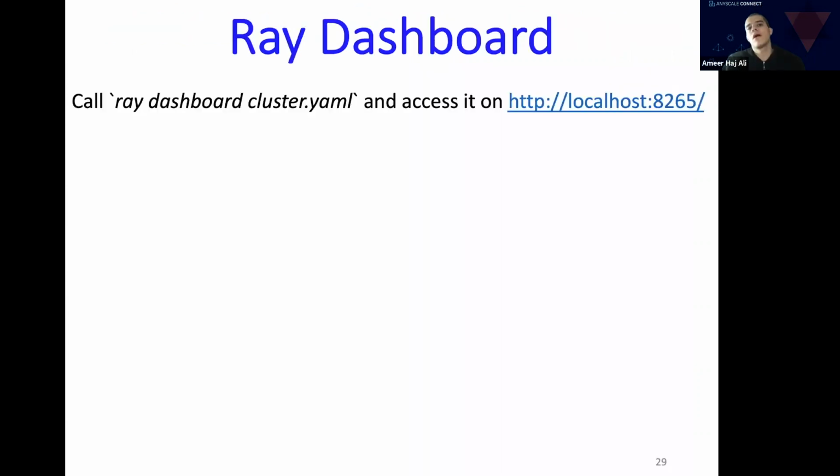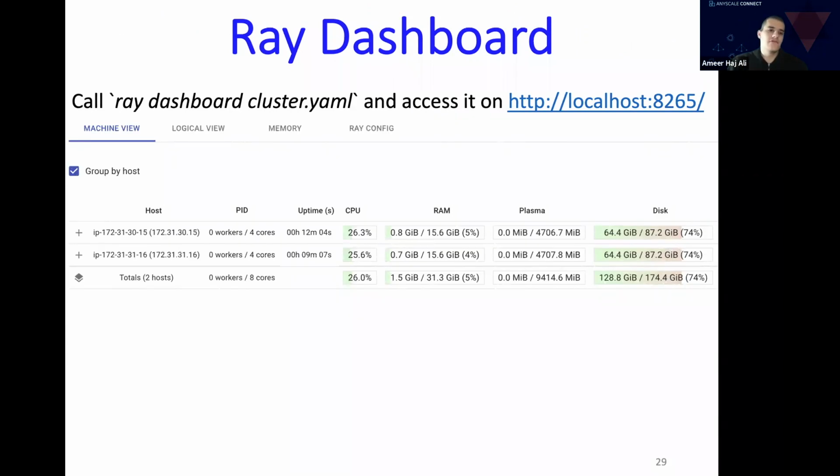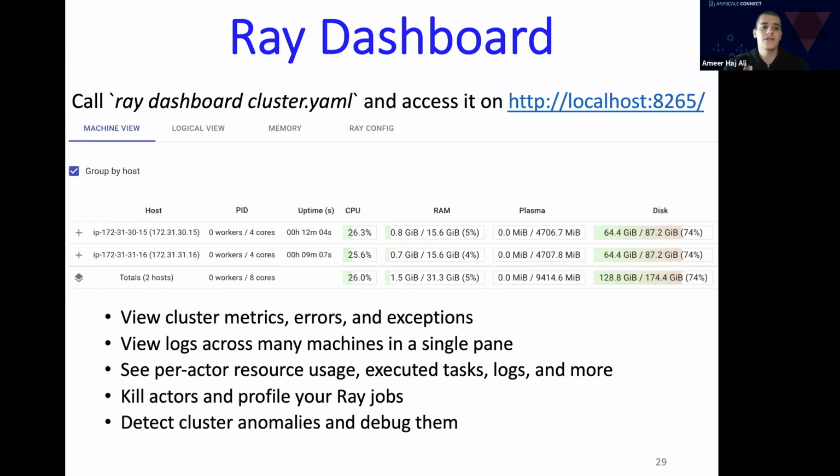The next thing you can look at is the Ray dashboard. You can call ray dashboard cluster YAML and access it on this link. Here's an example of how the dashboard looks. You can see, for example, the host, the uptime, the CPU utilization, how much RAM and disk. There are many other things in the dashboard that I have not shown here. But basically, you can use the dashboard to view the cluster metrics, the errors, exceptions, and you can also detect some anomalies, or even kill actors directly from the dashboard.